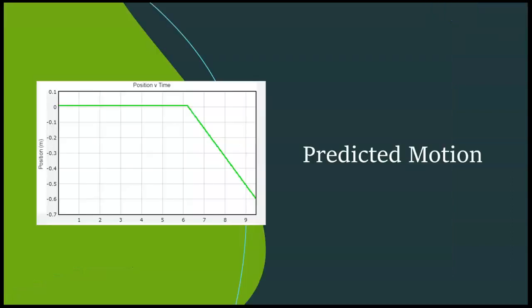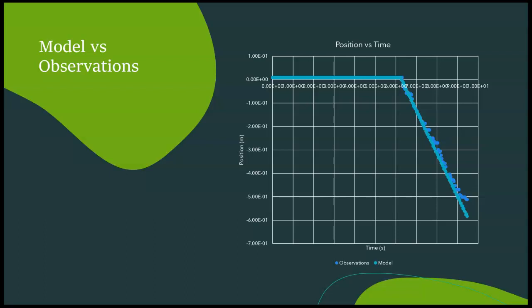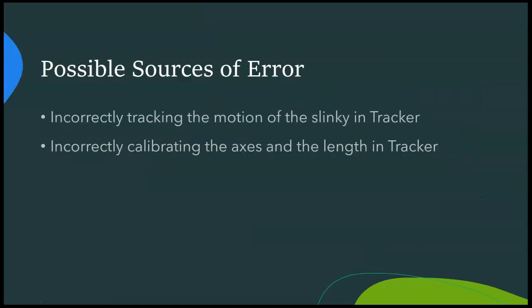Here is the graph we get from the predicted motion. As you can see, it looks quite similar to the observed motion. And when plotting them side by side, we see that the observed motion and the predicted motions are quite similar. We can see a little deviation near the end. However, overall, the model was a great fit for the observed motions.